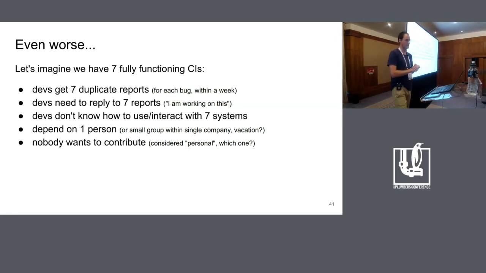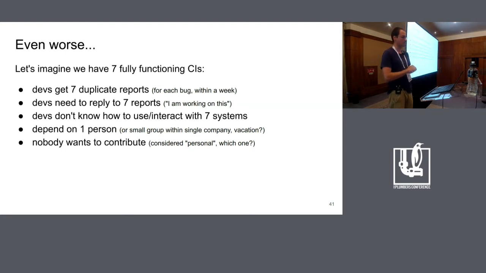Also, we see a significant problem with Syzbot, that developers need to learn how to actually interact with your system, how to work with your system. So this is very hard even for one system, but if we have 7 copies, then it will be just impossible. Lots of them depend on either one person or a small group of people within a company. So if that one person is on vacation, then sorry, we didn't get that part of the testing.